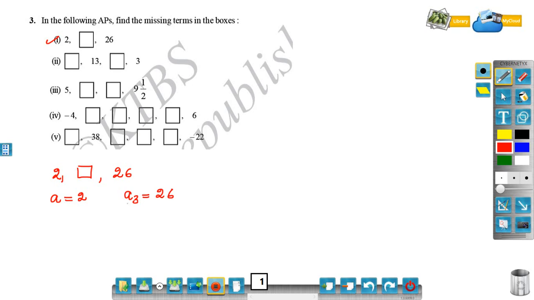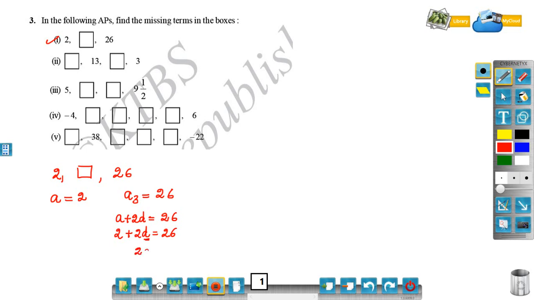We have the formula for nth term of AP, that is an is equal to a plus n minus 1 into d. So, third term is a plus 2d. So, a3 is equal to a plus 2d, that is equal to 26. We have a value of a, that is 2 plus 2d is equal to 26. Now, we got the equation and we have to find the value of d here.